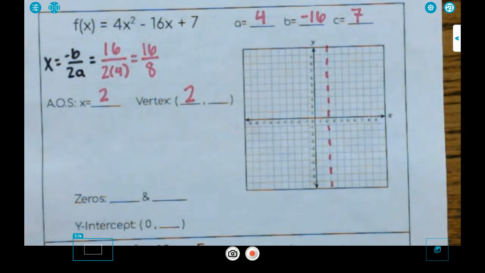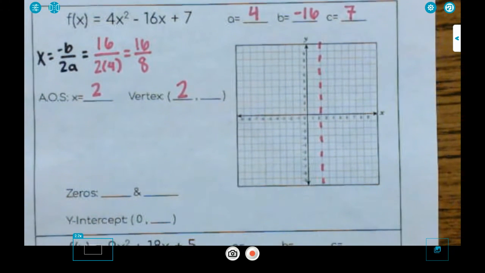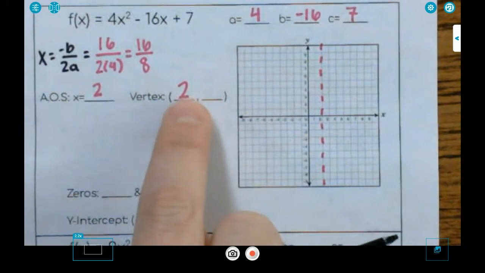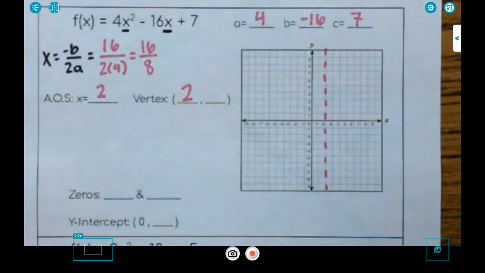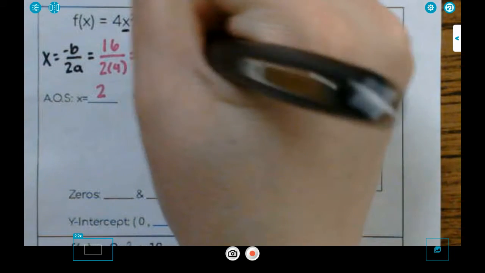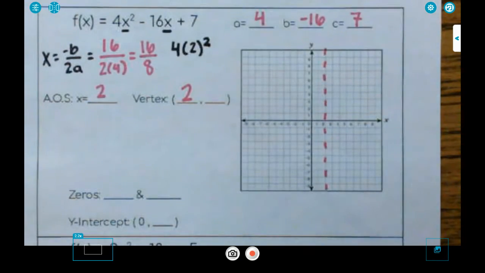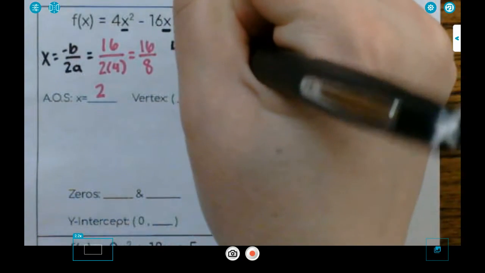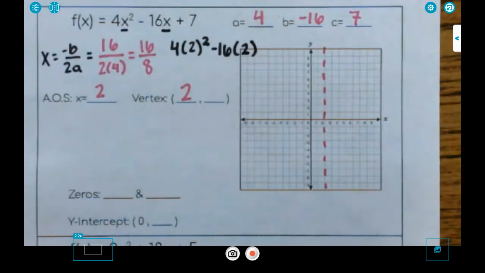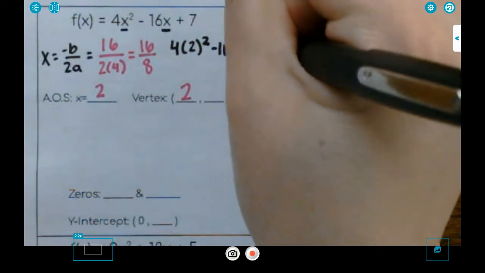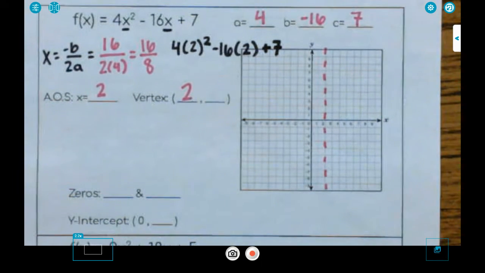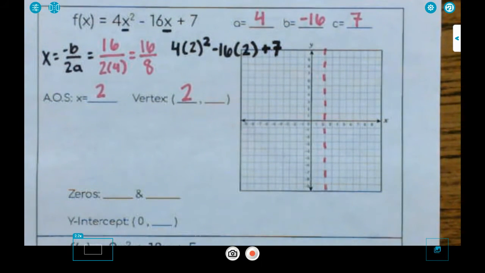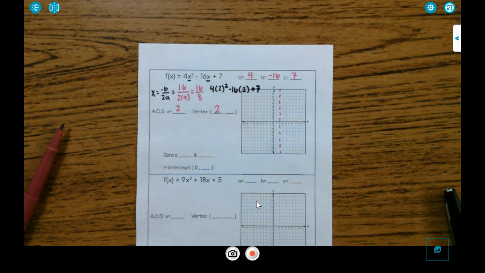All right, now we are going to plug in 2 for x. So we are going to now take this x equals 2. We're going to plug it in here and here in parentheses. So we're going to do 4 times 2 squared minus 16 times 2 plus 7. I know I'm writing over the graph a little bit. I can work that out by hand.